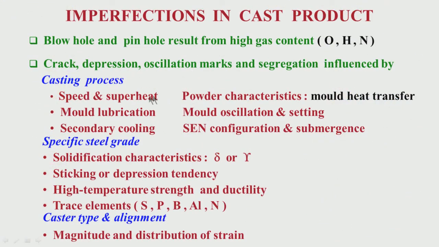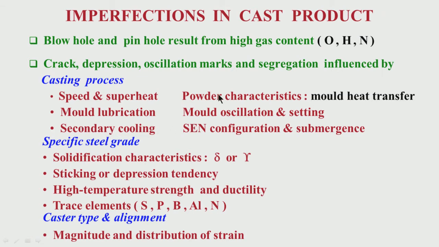So, in the casting process, speed, superheat is important, powder characteristic is important, mold lubrication depends on this. Then mold oscillation and setting, I have told you what is the frequency of oscillation, what is the amplitude of oscillation, all these are important. What type of steel you are casting, oscillation depends on that. Oscillation is not same for all types of steel. So, this is very important.